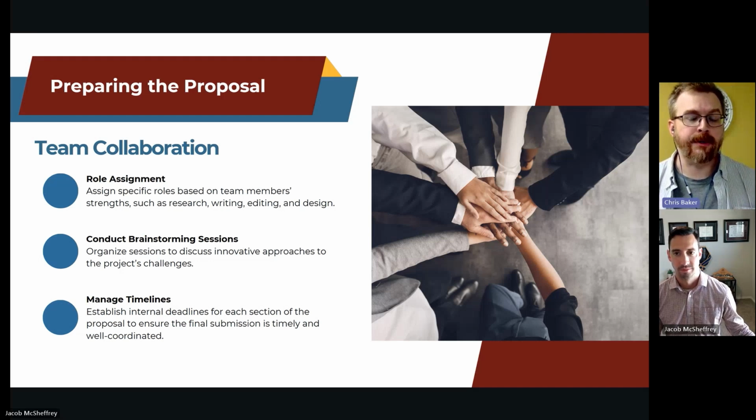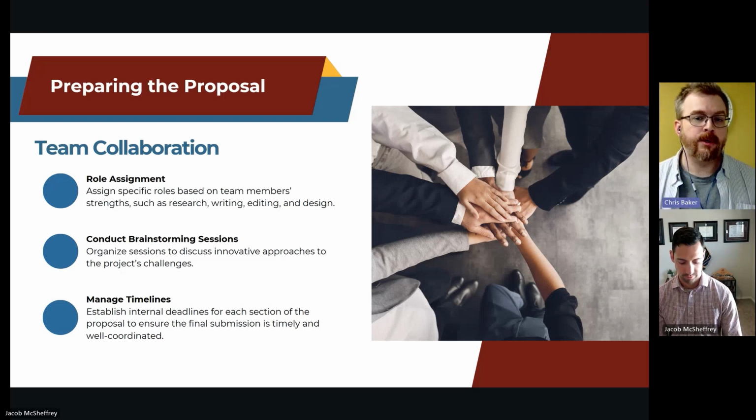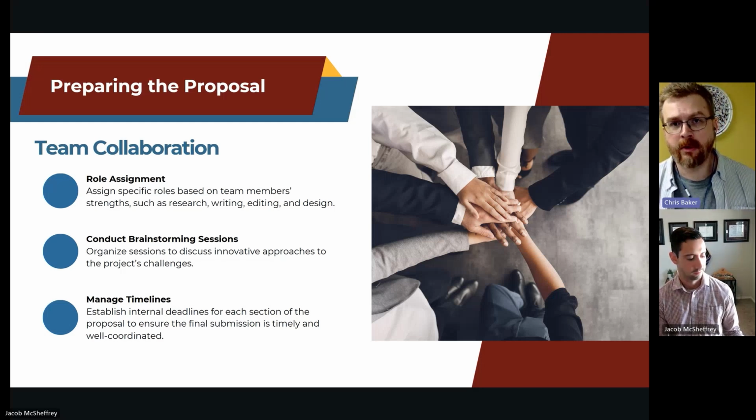Conducting brainstorming sessions, actually having meetings, whether they're in person or remote, with your team, and organizing these sessions to discuss innovative approaches to the project's challenges. There's an old quote that says, if you want to go fast, go alone. If you want to go far, go together.